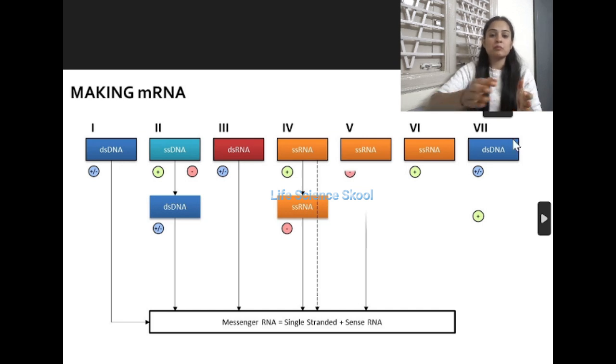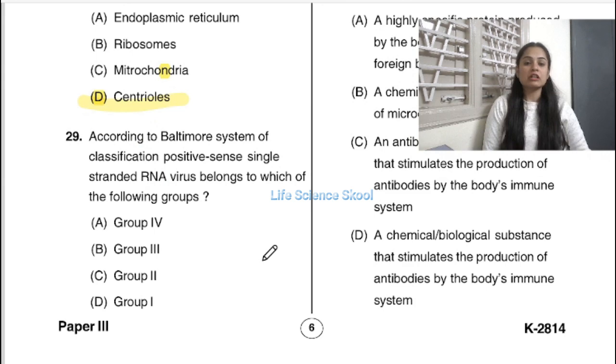Okay, which has positive and negative. So the correct answer is the fourth one, you can see the single stranded RNA. So it comes in the fourth classification. I have solved this in detail in another video. If you want to know more information, you can go and watch that video. I have solved this question. I had made this video in detail. Option A is the correct answer, which class single stranded RNA virus, group 4.